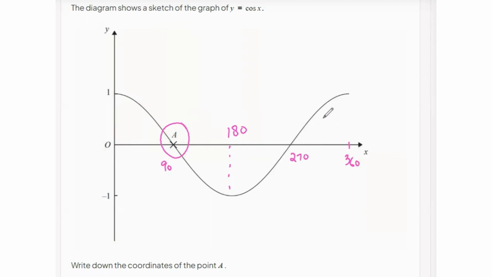For this, you need to know your actual values of the trig ratios, because cos 90 is equal to 0, and so is cos 270. And since A is over here, that means A is going to be 90 and 0. That's the coordinate for A.